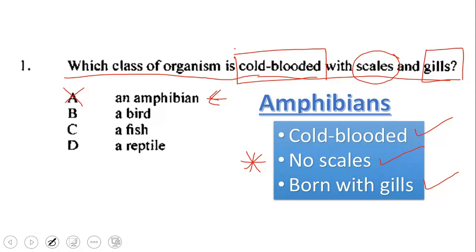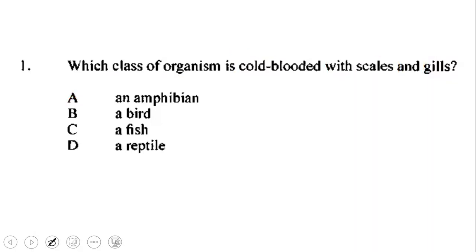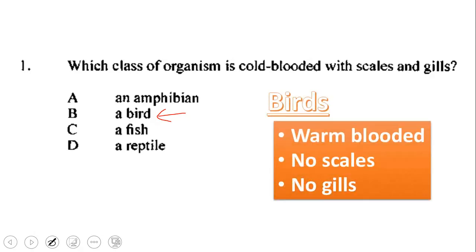Okay, instructor, what about B? Is the correct answer a bird? Note that birds are warm-blooded, they have no scales, and they have no gills. The answer that we are looking for is a class of organism that is cold-blooded with scales and gills, but birds are not even cold-blooded.